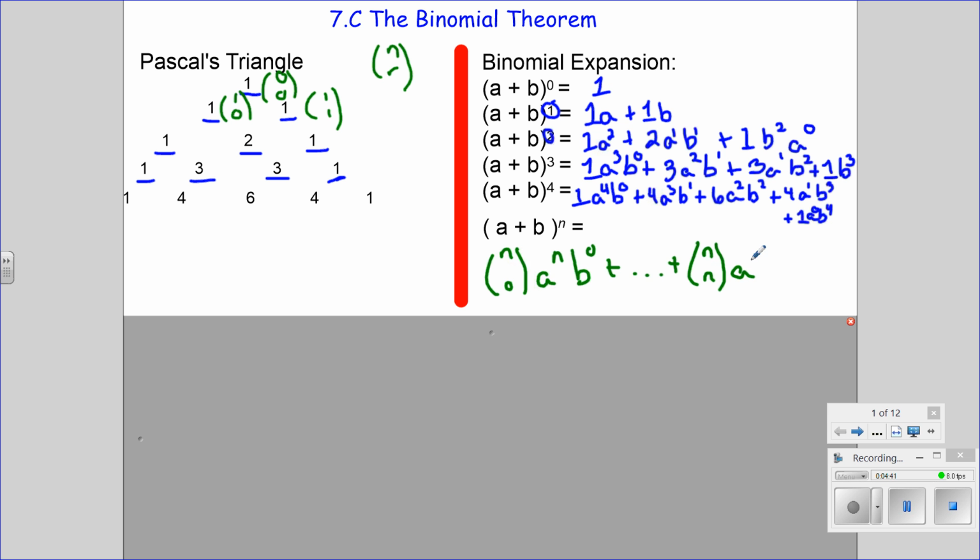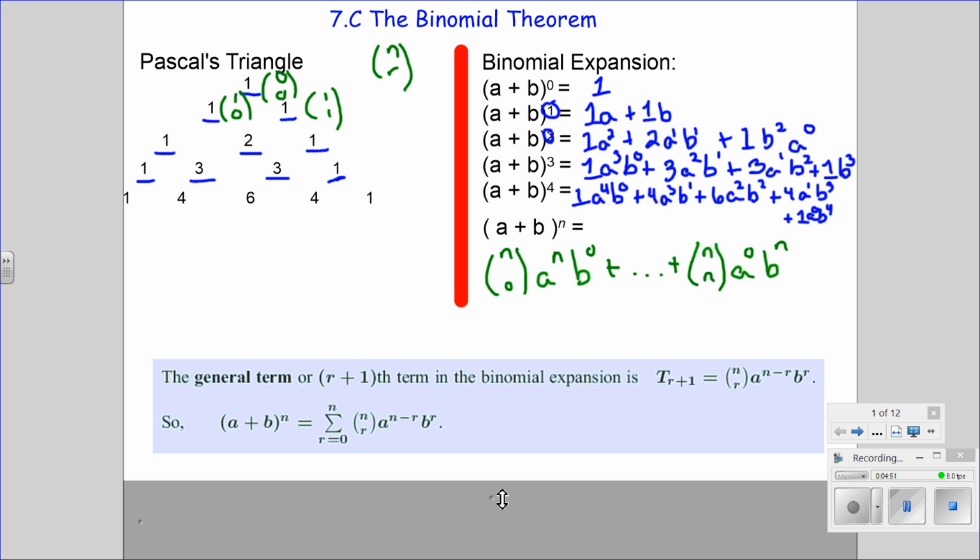Then we have our a to the 0 power, and our b to the nth power. If we take a look at what this expansion really looks like, and we hone in on one term, we always have this n choose r, and we always have one more term than our r value. Our binomial coefficient is always n choose r, our a term is always to the n minus r, and our b term winds up being to the r. So if we add all of these terms together, we wind up with a summation of each of these terms.